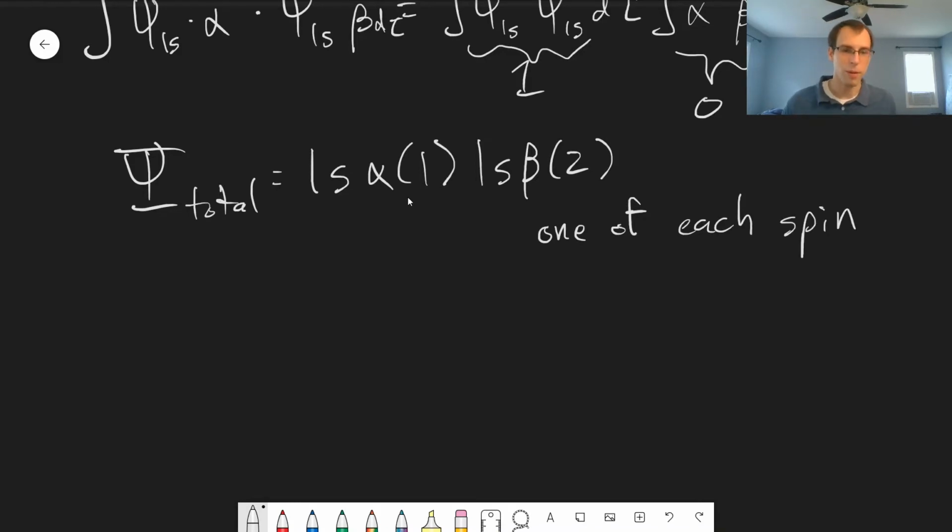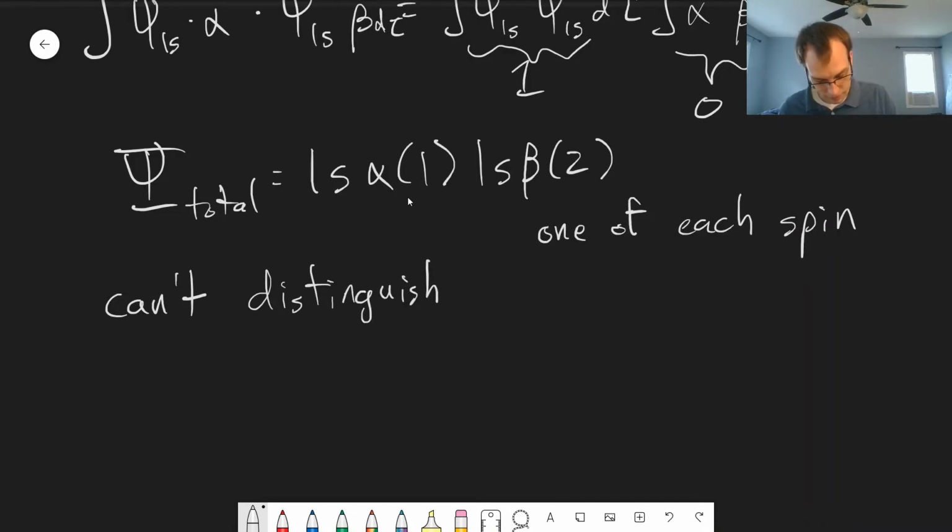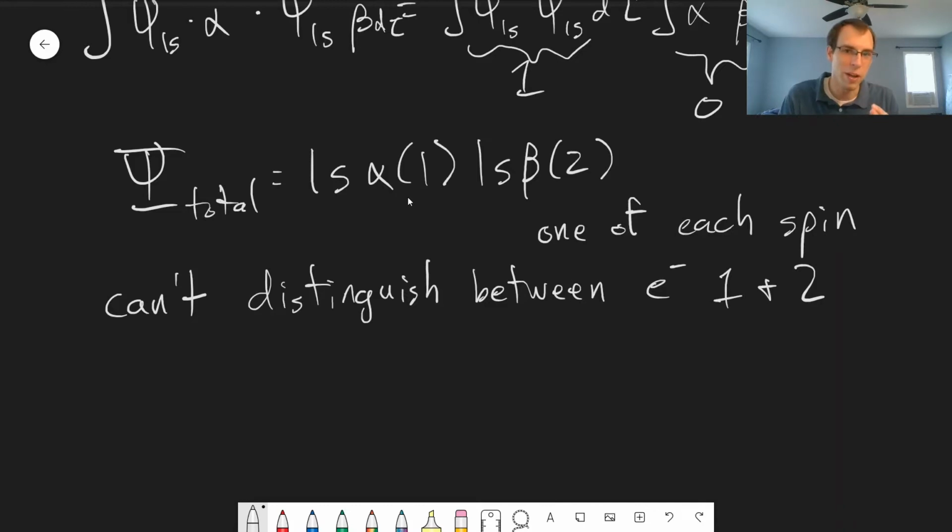Now it turns out there's actually a problem here. The problem is that we can't distinguish between our two electrons. And that's a fundamental property of electrons and of particles in general. So we can't tell whether electron 1 is the spin-up electron or the spin-down electron. And so mathematically, we have to consider both cases where electron 1 is the spin-up electron or electron 1 is the spin-down electron. And so what we do is we write this as a combination of those two cases. Mathematically, this is the way we deal with this. So we have two options.